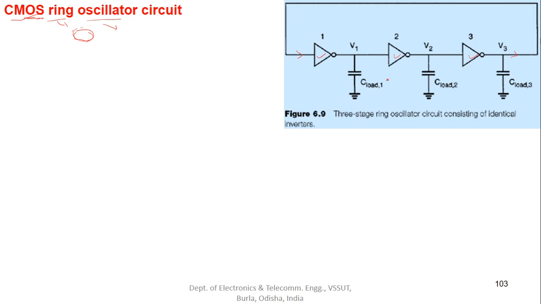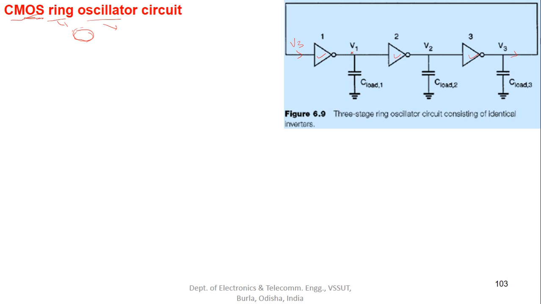other circuits. This requires the connection of an odd number of inverters in a cascaded fashion. The output of the last inverter is connected back to the input of the first inverter. So look here, this is inverter number 1, this is the input of inverter 1, which is coming from the last inverter, that is V3.